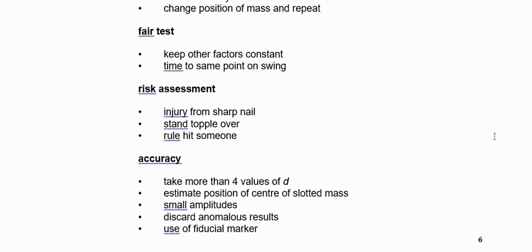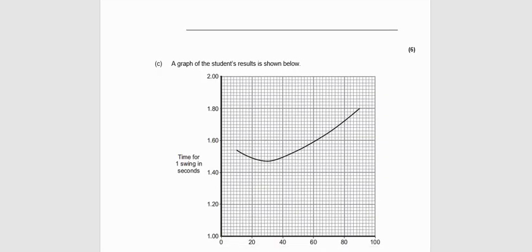Well, you're going to discard anomalous results. You're going to take a larger number of values than those that have been given to you so far. You could use something called a fiducial marker. This is a concept we use at A-level a lot. It's just a mark, something for your eye to focus on, so that you can make a decision about when it gets to the top of a swing, for example.